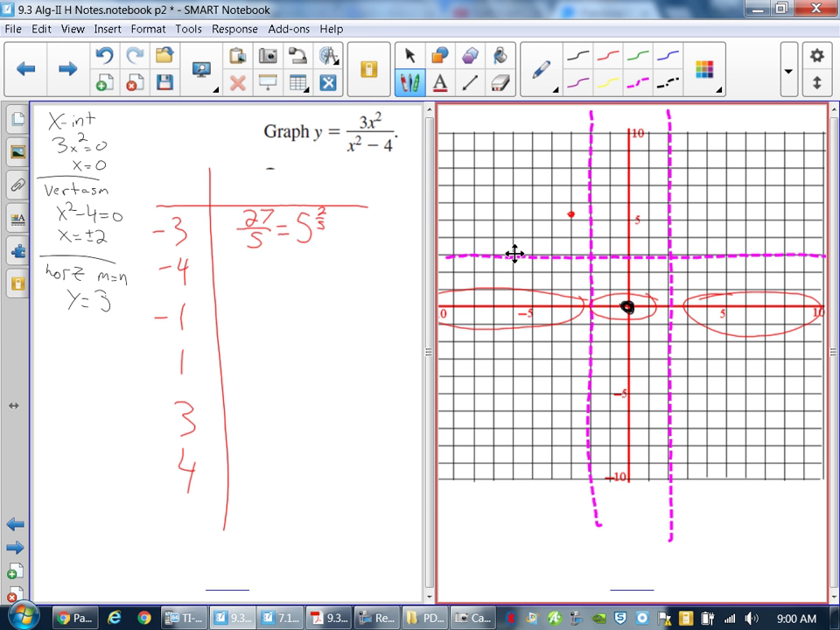You do the same thing at -4. Real quick, will -3 and +3 give me the same answers? Yes, in this case they will, because it's just x squared. So basically, I just killed 2 birds with 1 stone.